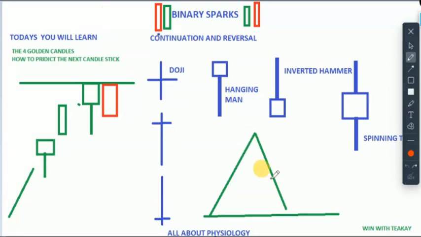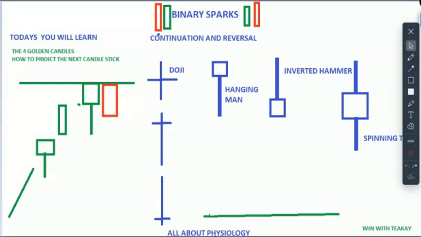Okay. And if we spot any one of these candles on a level, it can be a support level, it can be a resistance level, it can be any level, a support or resistance candle, we're going to buy.